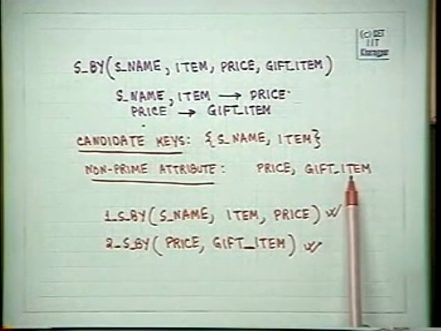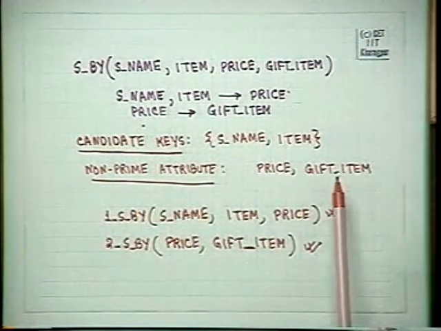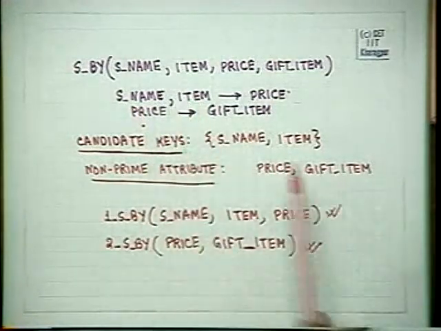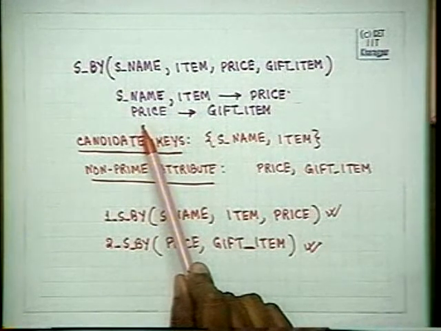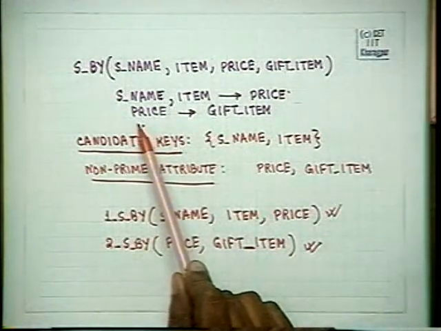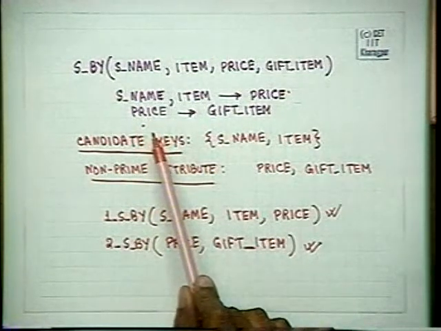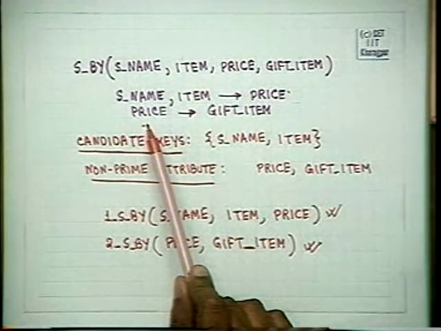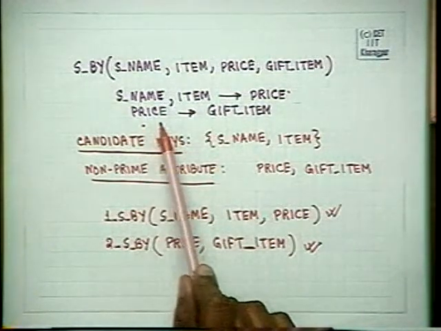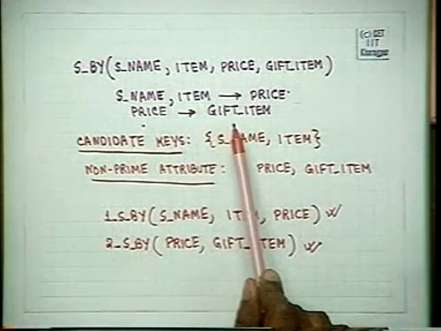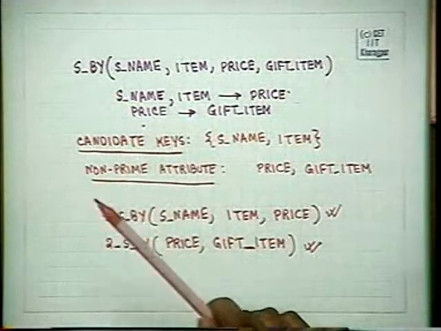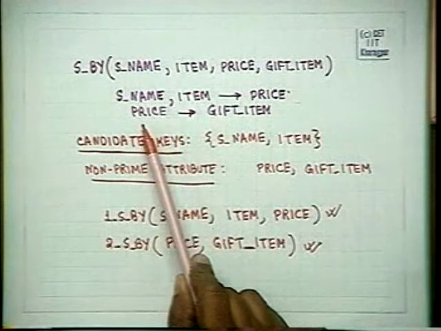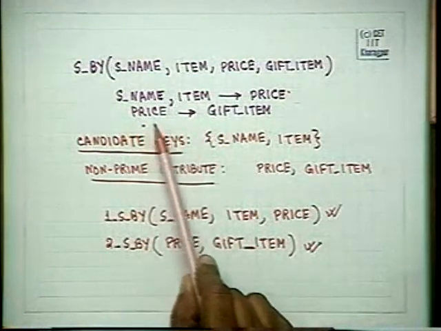Price and gift item are the two non-prime attributes, and though price is fully functionally dependent on the candidate key, gift item is dependent on a non-prime attribute. So, this is not in second normal form, and in order to break this up, therefore, it is in second normal form, but it is not in third normal form. Third normal form says a non-prime attribute must not be functionally dependent on other non-prime attributes, or if you look at the alternative definition, this is not a trivial dependency, nor is price a super key.